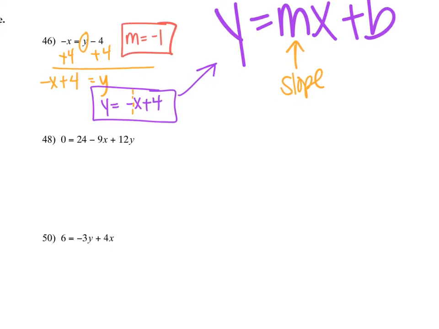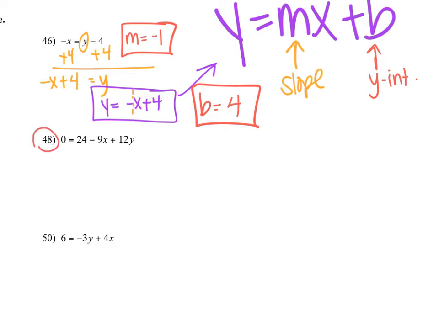Now in this case, it also asks you for my y-intercept. So again, it's very simple as before. So this would be my y-intercept. So b equals positive 4, and I'm done. Okay, you could do a few of those.